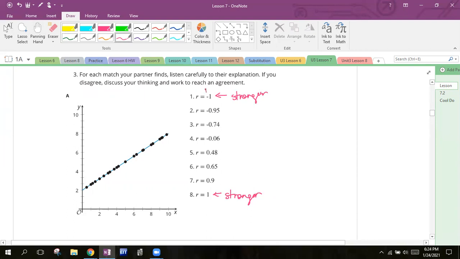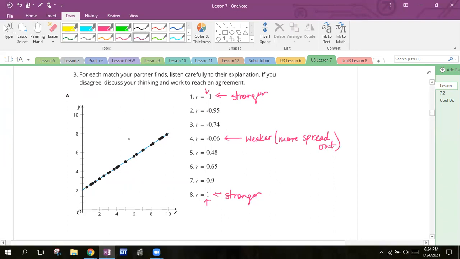Okay, we know that if it's positive or negative, that is directly related to whatever its slope is. And then the closer it is to 0, that means it has a weaker correlation. That means it's more spread out. Okay, so let's look at this first one together.